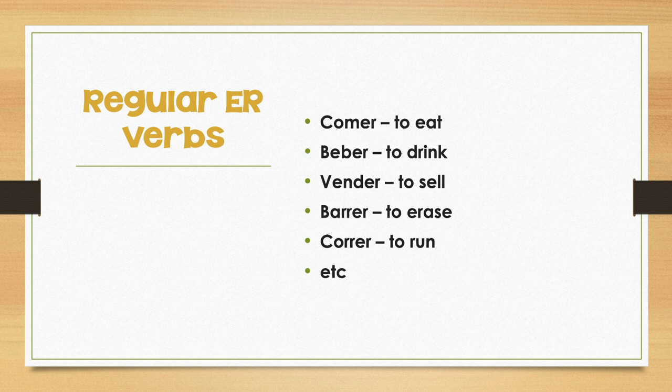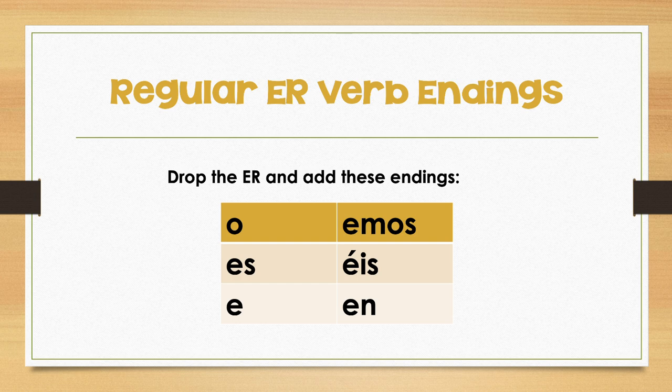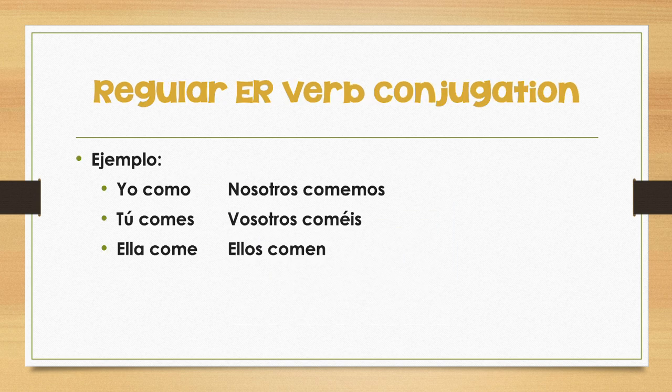Then we have regular ER verbs. These would be verbs like comer, beber, vender, barrer, correr. The endings for ER verbs are o, es, e, emos, éis, and en. And because it's ER for the ending, the accent is on the E in the vosotros form. So for example, if we had the verb comer, you'd have yo como, tú comes, ella come, nosotros comemos, vosotros coméis, and ellos comen.